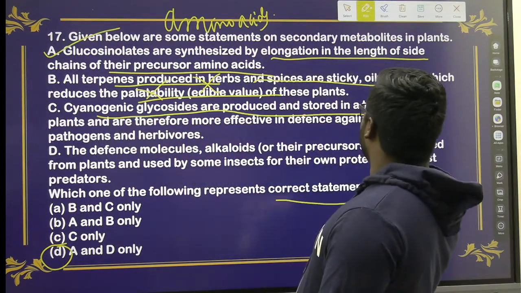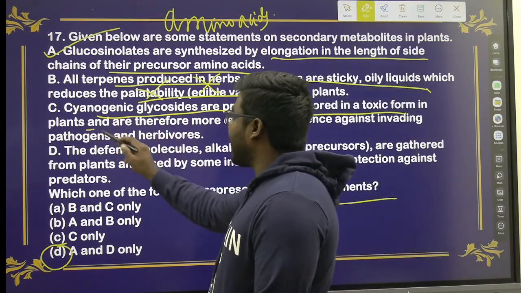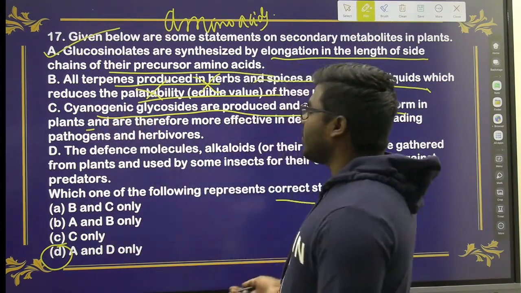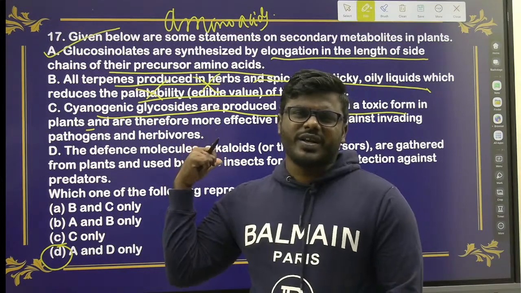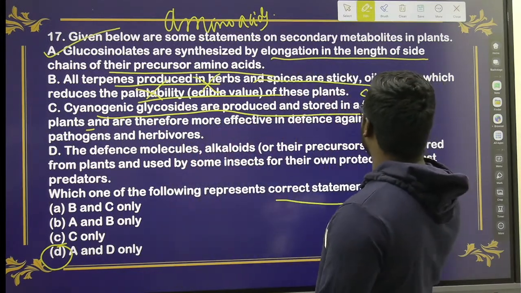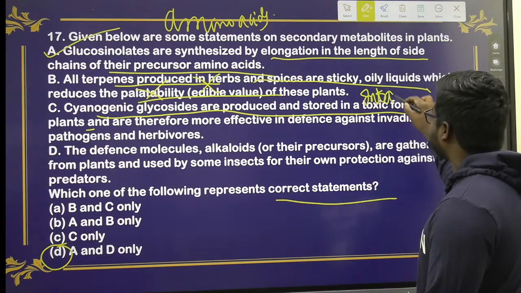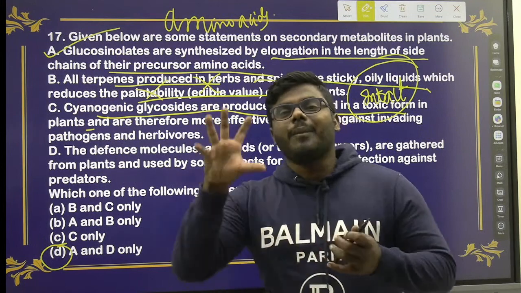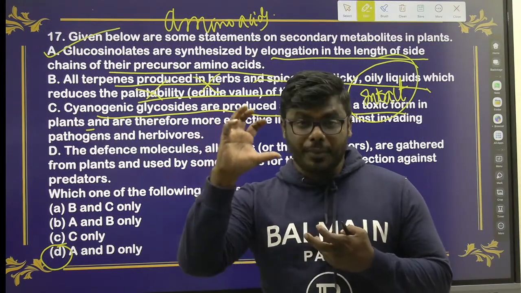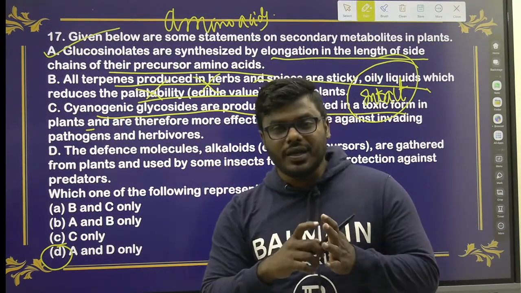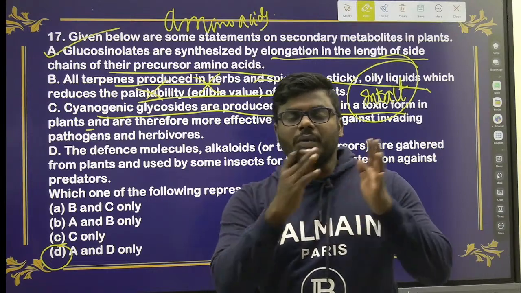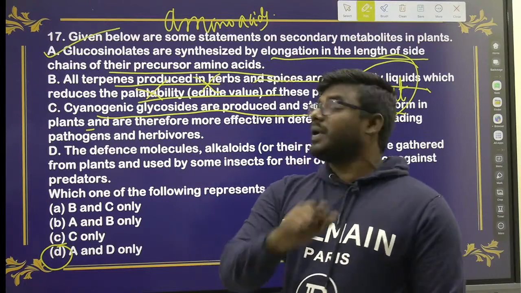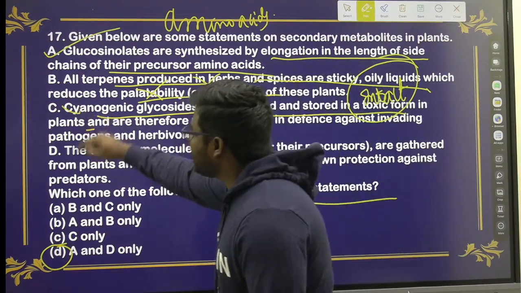cyanogenic glycosides are produced and stored in a toxic form in plants. If they were stored in a toxic form, the plant would die. I don't know whether you remember the same statements we discussed. Cyanogenic glycosides in the plant are intact. What do we call intact? Inactive form. Only upon crushing or damaging of the plant are they converted from the non-toxic form to the toxic form. Don't forget that particular statement. Hence option C is wrong.